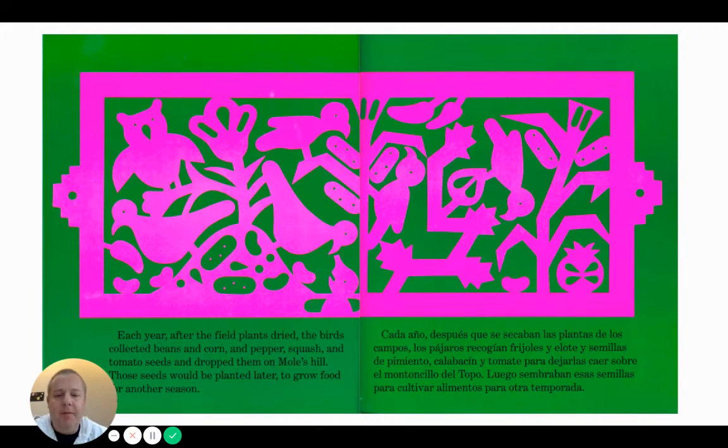Each year, after the field plants dried, the birds collected beans and corn and pepper, squash and tomato seeds, and dropped them on Mole's Hill. Those seeds would be planted later to grow for another season.